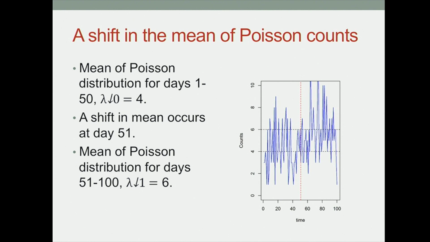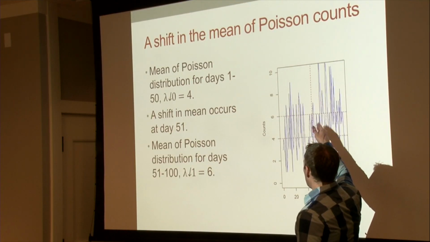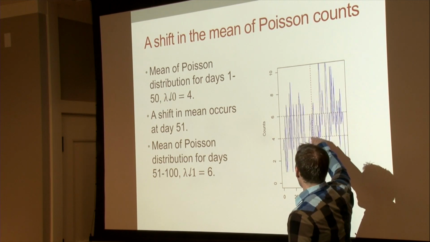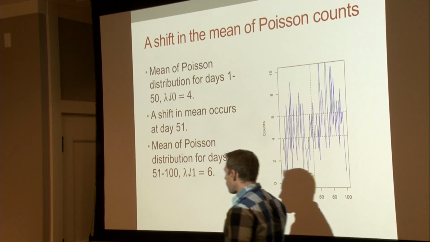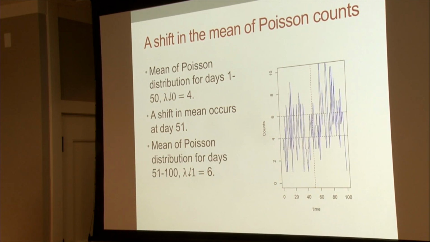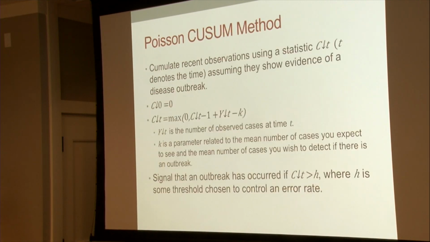But anyway, okay, so we're looking at a time series of counts over time. So the original mean of this process was 4. And then at time 50, it shifted to 6. And you can see there's a bit of a shift here. And the counts tend to be a little bit larger after time 50.